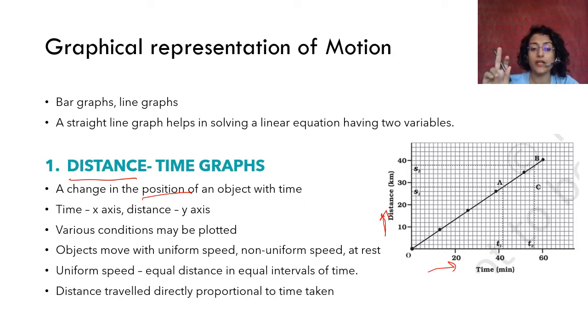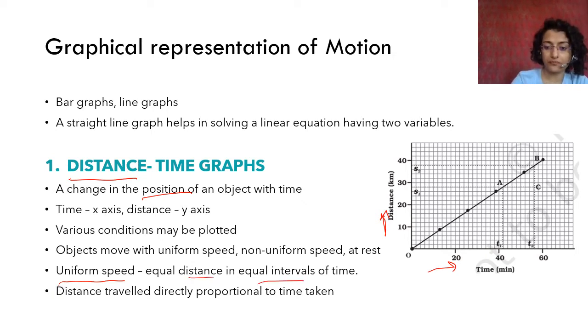And in uniform speed, the distance traveled is directly proportional to the time taken, right? Because both the intervals are equal, the distance is directly proportional to the time taken, where the speed remains constant. In this graph of uniform speed, the object is covering equal distance in equal intervals of time, right? This line OB shows that the distance is increasing at a uniform rate.